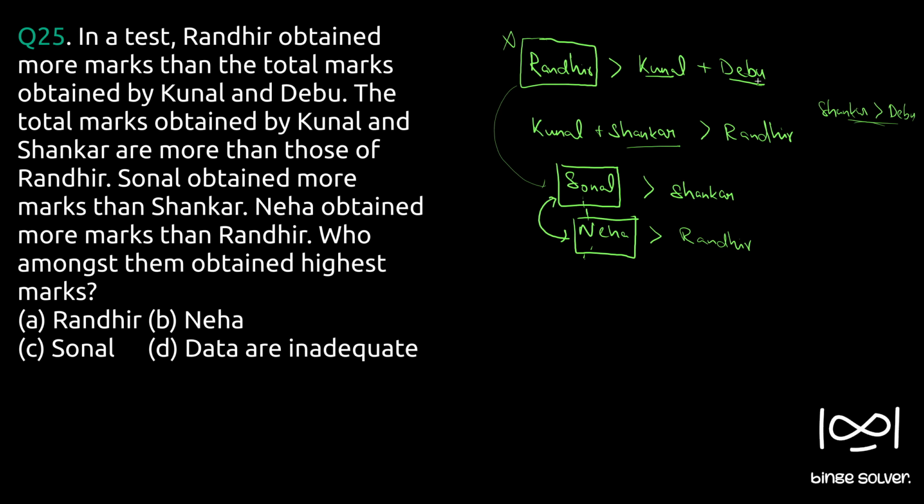But no such information is there to figure out whether Sonal or Neha is larger among the two. The question asks who among them obtained highest marks, and in the options, as you can see, Neha and Sonal are there. So we are not sure whether B or C is the correct answer. Randhir is definitely not the answer. Whether B or C, we don't know. So the correct option is D, data are inadequate. Solution to question 25 is D, data are inadequate, as we cannot determine from the given information whether Sonal or Neha is greater.